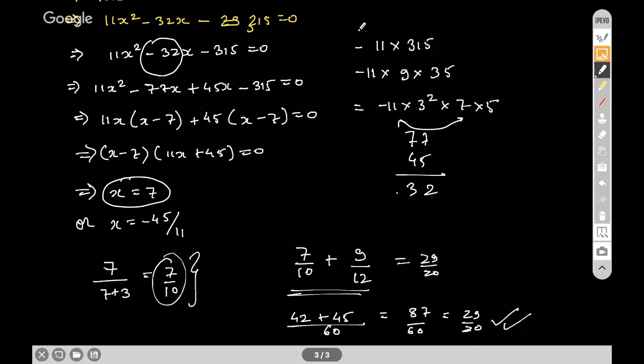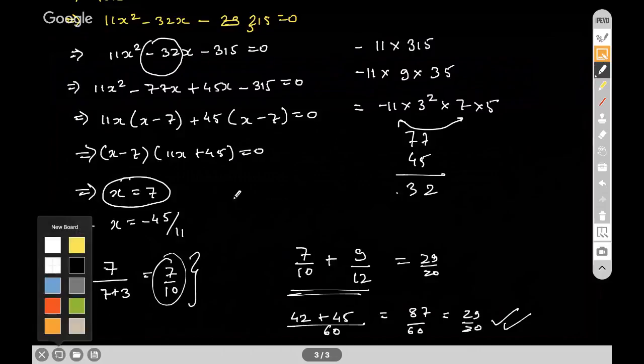Okay, so let me take another CBSE problem. Now the question is, let me go to a new slide. Okay, so now the question is, find the values of k for which the given equation has real and equal roots. And this is a CBSE 2015 question. Even if the pattern has changed, the nature of the question will be similar.